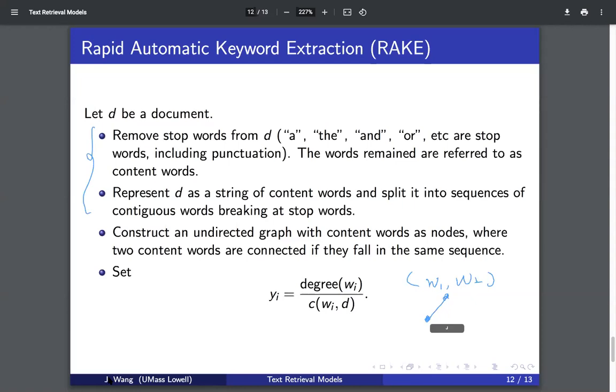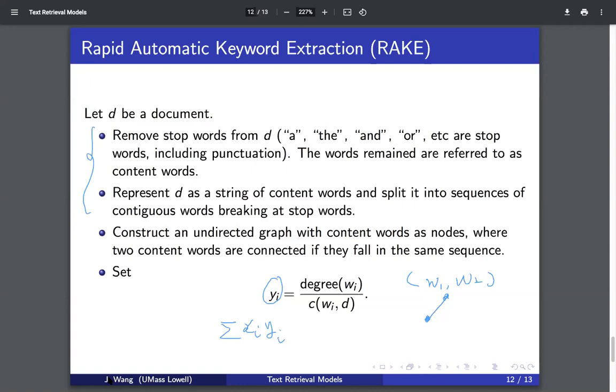And that's it. So you have a degree. For each graph, we can count the degree of WI for each word WI. Then of course, we normalize it by dividing it by the word count of WI, and that gives my value of YI. Then I'm just going to do a dot product of XI and YI, and this returns a document score.